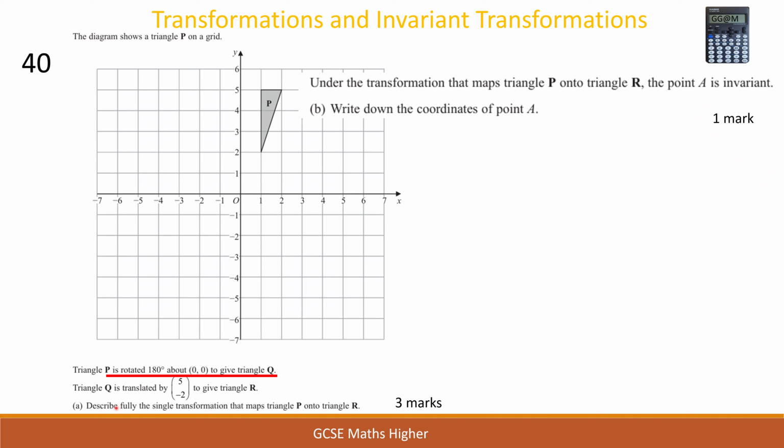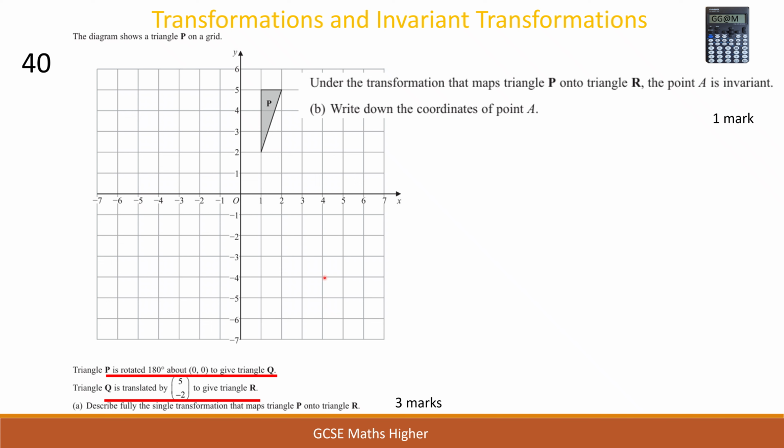You're then told that Q is translated by 5, -2. So this point here will come round the opposite. So instead of being 1 across and 2 up, it's going to go 1 across and 2 down. So this point here is going to come to this point here when you've rotated. But you've got to translate by 5, -2. So 5 means 5 to the right: 1, 2, 3, 4, 5. -2 means 2 down. So this is that top point there. You've got to do the same for all the points to work out the triangle R.